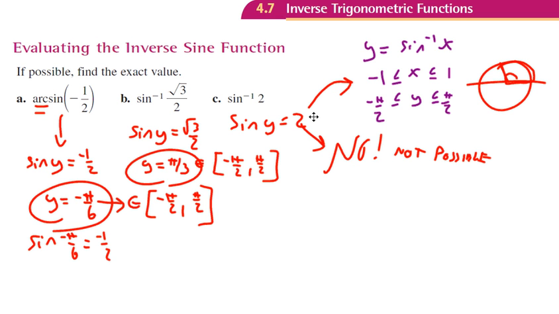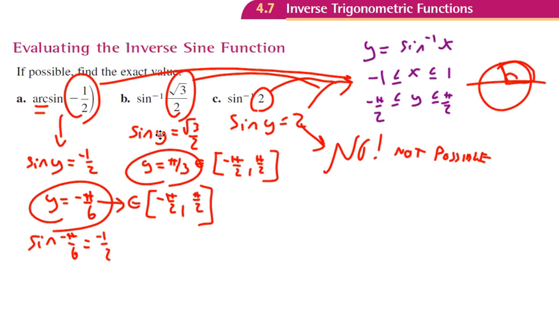So these values that I'm circling right now always have to be within our domain, and the y values have to be within the range. And those are three examples right there.